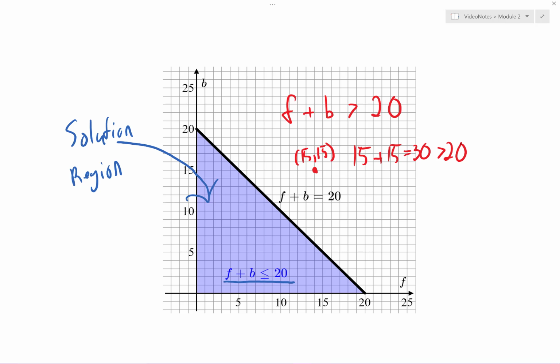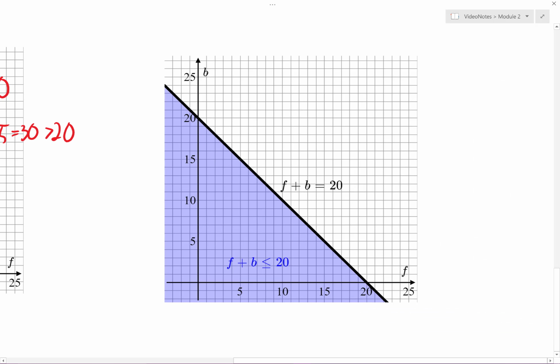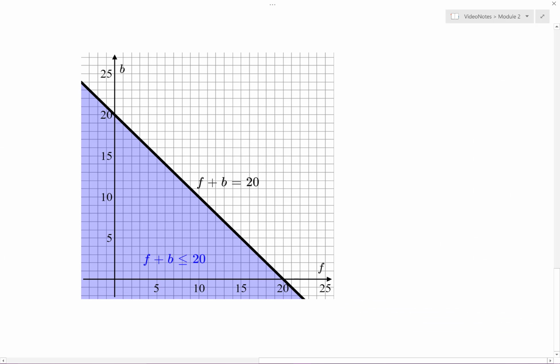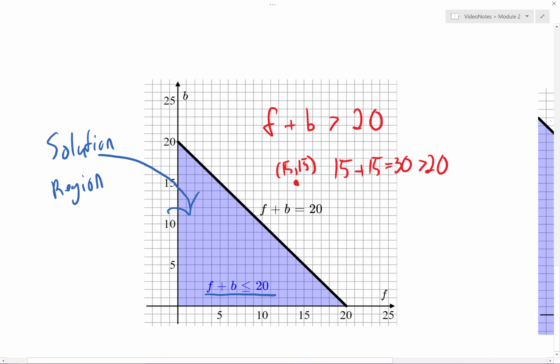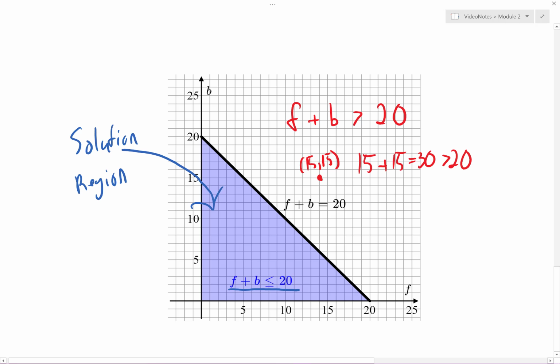Note that because of the context, we are omitting any points that include negative values of f or b. If we removed the context and just looked more generally at any possible values, we would have additional solutions, as shown in this graph. But for this situation, we will restrict our solutions to quadrant 1. We will see examples of general linear inequalities later in this investigation.